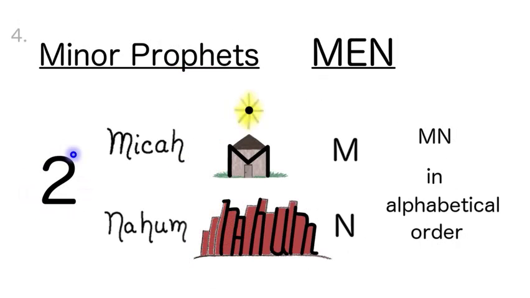The next group of two minor prophet books in section 4 have the beginning letters M and N for Micah and Nahum. They go together to say men. Also, M and N are in alphabetical order. And it goes together like this.